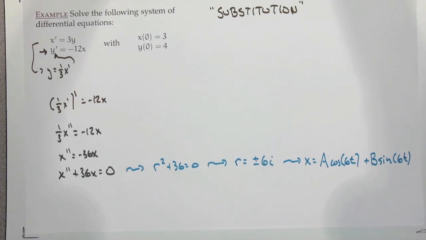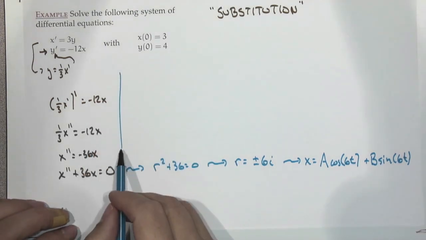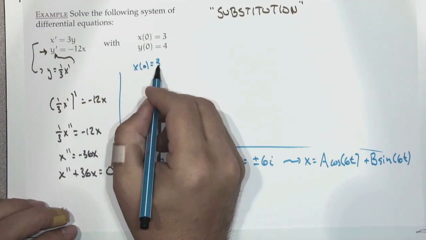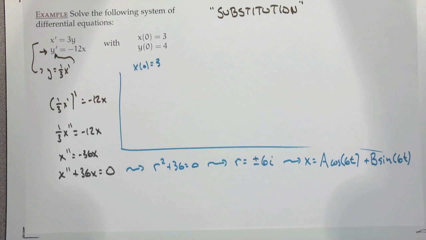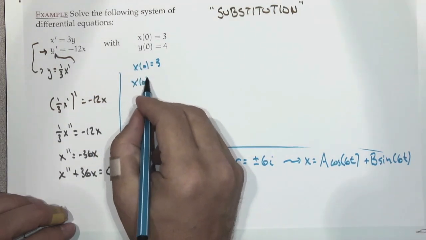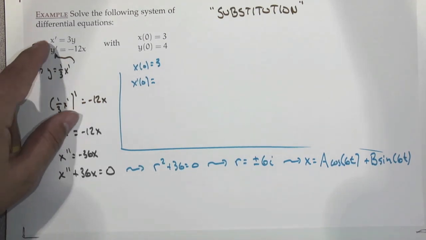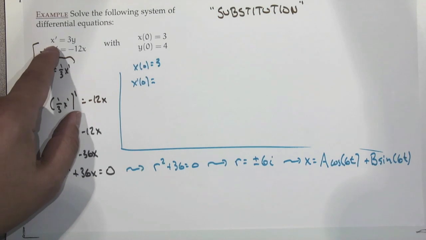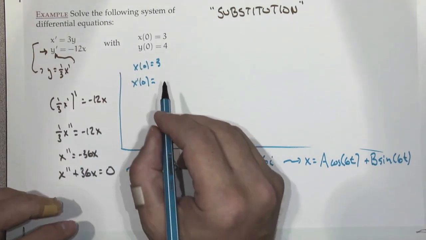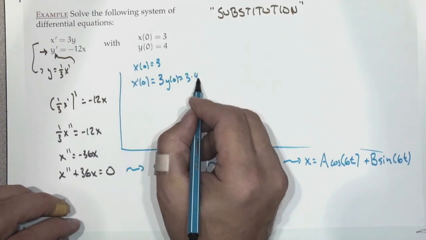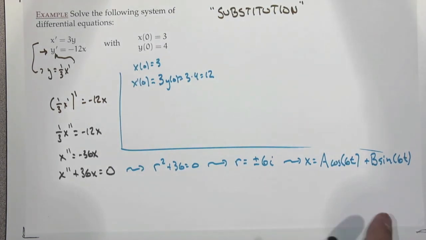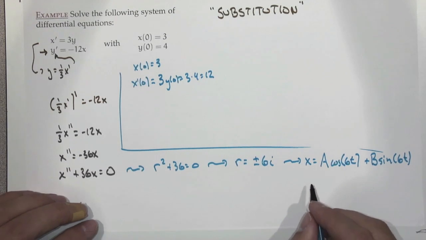Initial values. We have some initial values, right? What do we know about our initial values? We know x of 0 equals 3. And you're like, yes, Steve, we do know that. And can we say what x prime of 0 is? Someone said 12. Are you sure? Why 12? x prime equals 3y. So x prime of 0 is 3y of 0. y of 0 is 4, so this equals 3 times 4, which is 12. Is that enough for us to figure out A and B? Yes, it is.